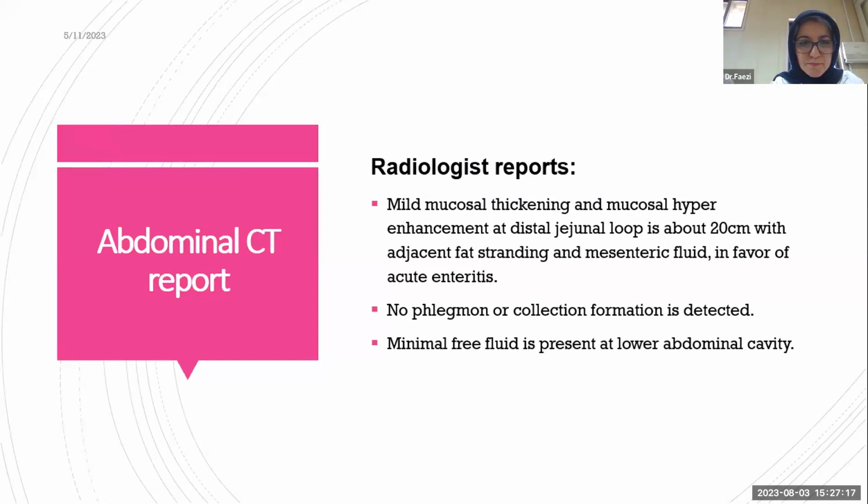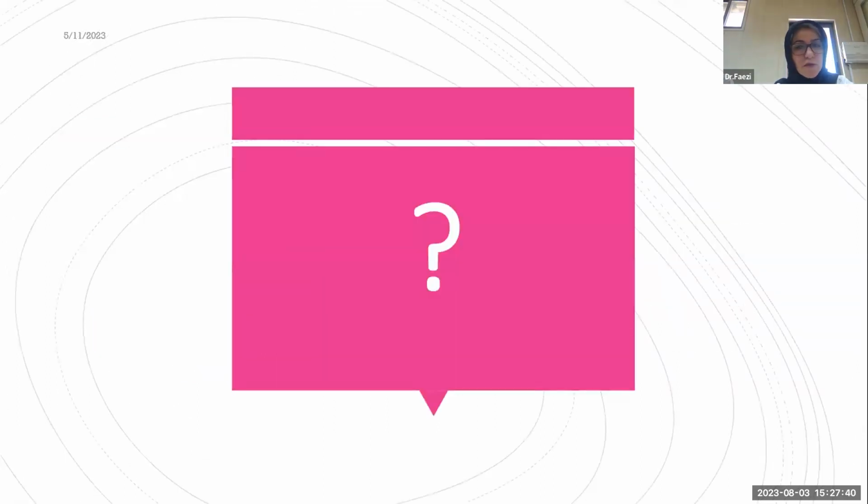Abdominal CT report by radiologists said mild mucosal thickening and mucosal hyperintensity in the distal jejunal loop, about 20 centimeters, with adjacent fat stranding and mesenteric fluid in favor of acute enteritis. No phlegmon or collection formation is detected. Minimal fluid is present at lower abdominal cavity. Dr. Ahmad, you can see that there is no report of the pneumoperitoneum in this report. What's your idea about this? Is it common that they don't report the pneumoperitoneum if it is small or not?